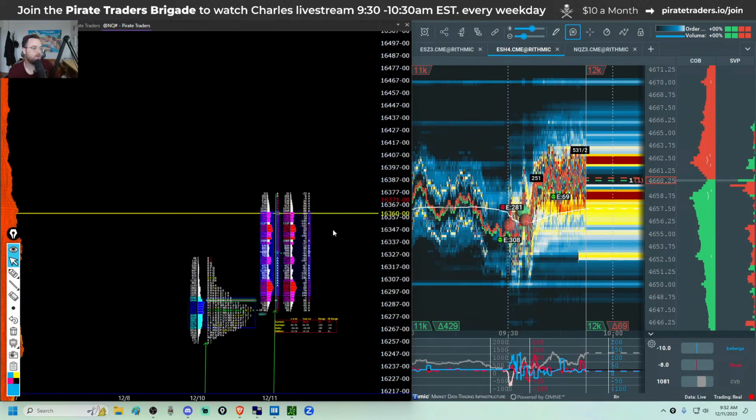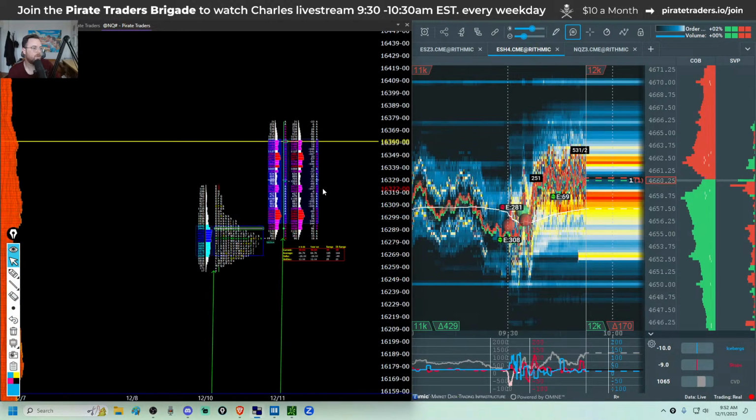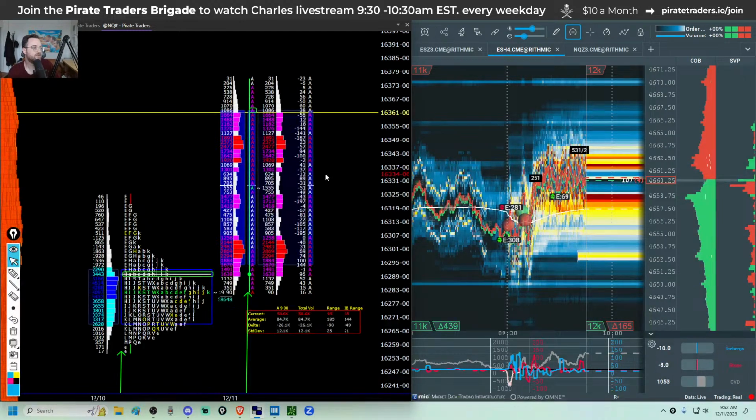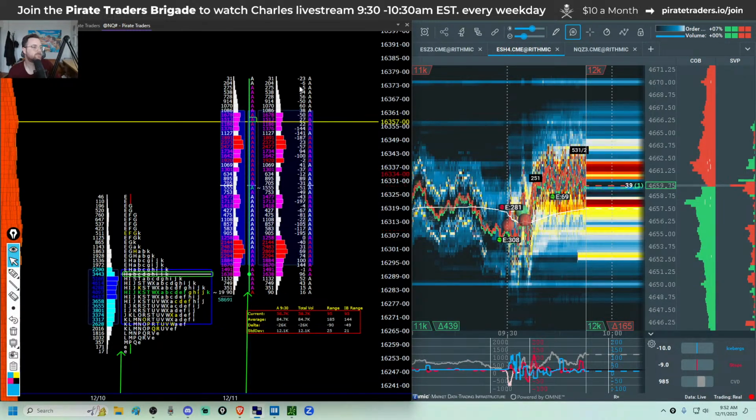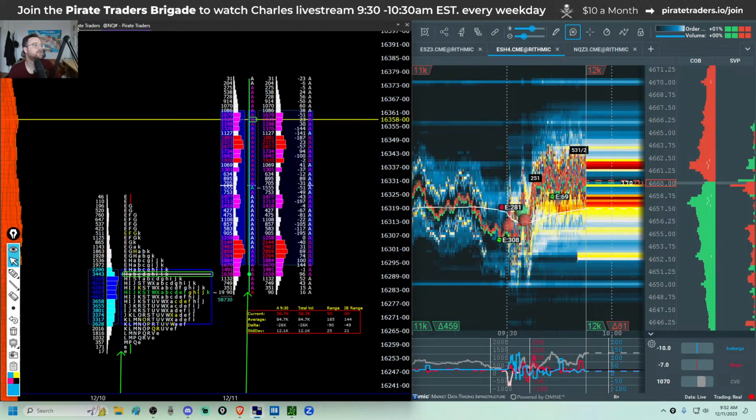If they pull back down below 16,324 now, it's bearish once again, or it's neutral once again. Can they hold it?